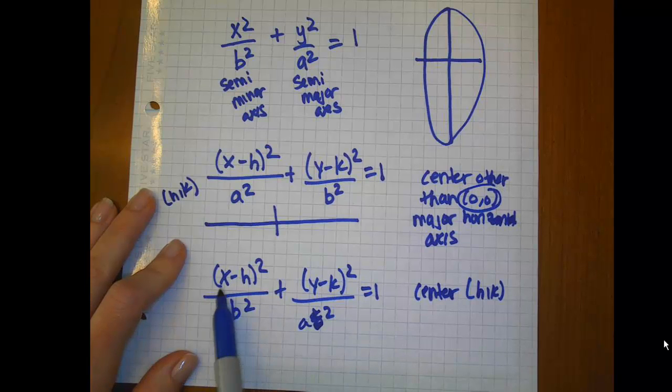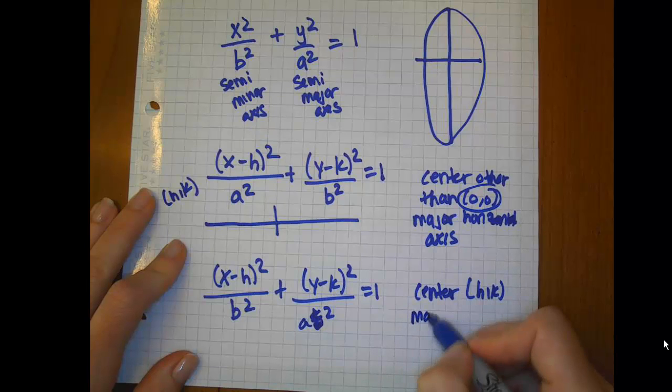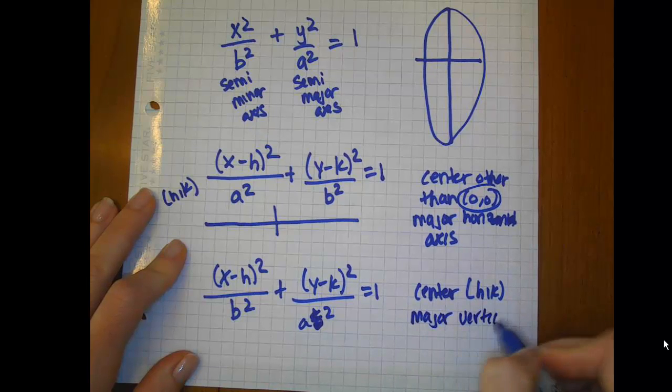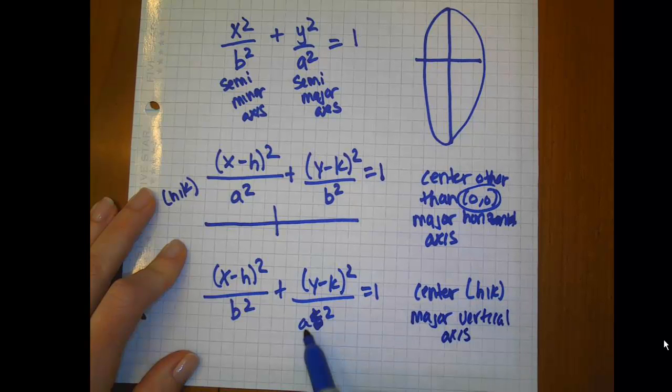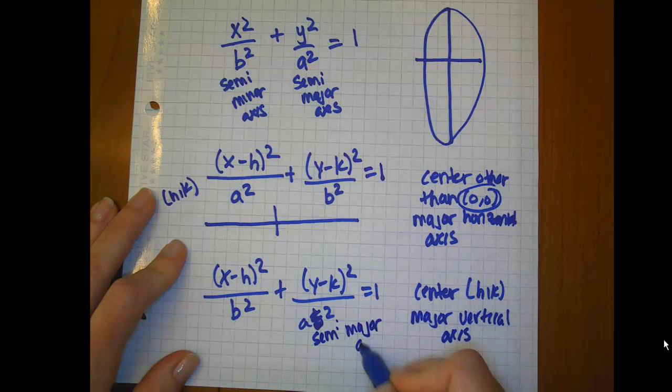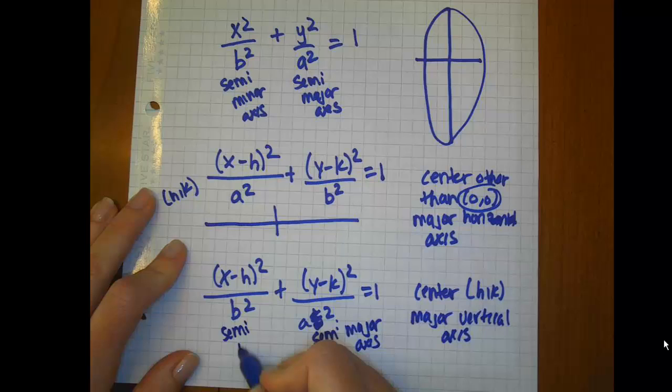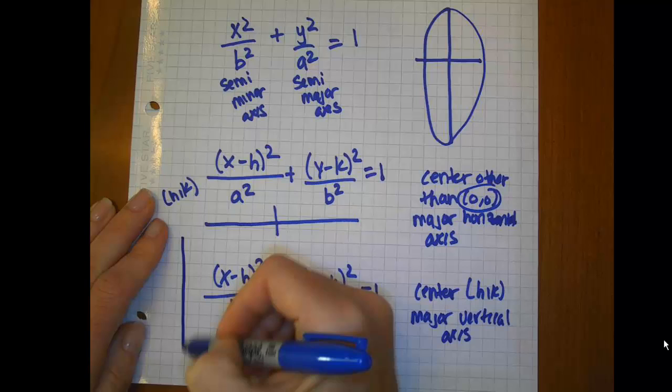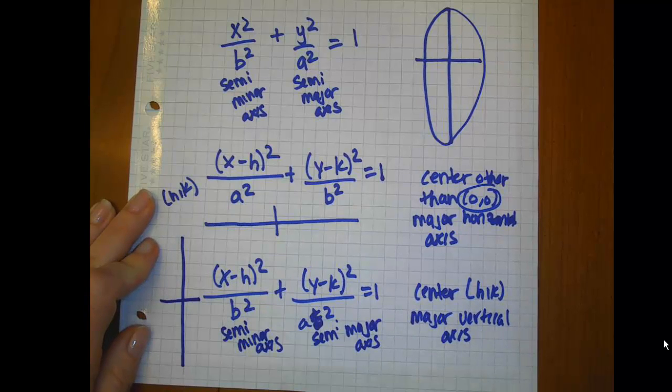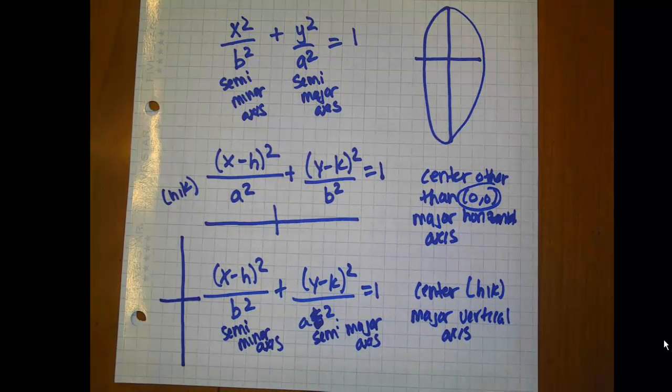Okay, so to clarify, x minus h squared over b squared plus y minus k squared over a squared means I have a center at h, k, and I have a major vertical axis because a represents the semi-major axis, b represents the semi-minor axis, and this would be a picture where I would have a longer vertical and a shorter horizontal. Now you're ready to look at some examples of an ellipse.